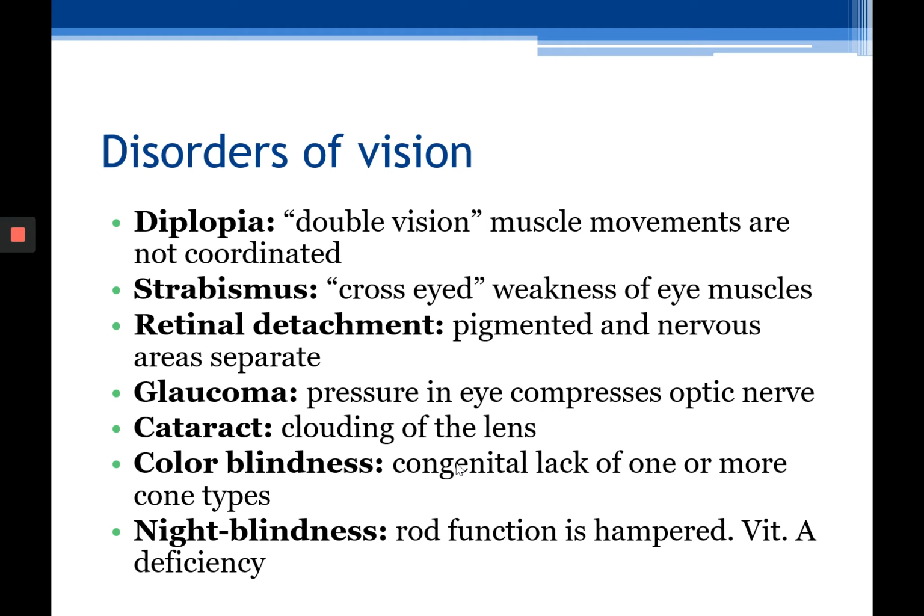Color blindness is when there's a congenital lack of one or more cone types. So someone's missing a cone type, so they don't process all levels of color well. Red to green color blindness is very common, or the most common. Night blindness is when something's wrong with rods, so rod function is hampered, and this could be because of a vitamin A deficiency. So vitamin A is something that rods use in order to help create the chemicals it needs for phototransduction.